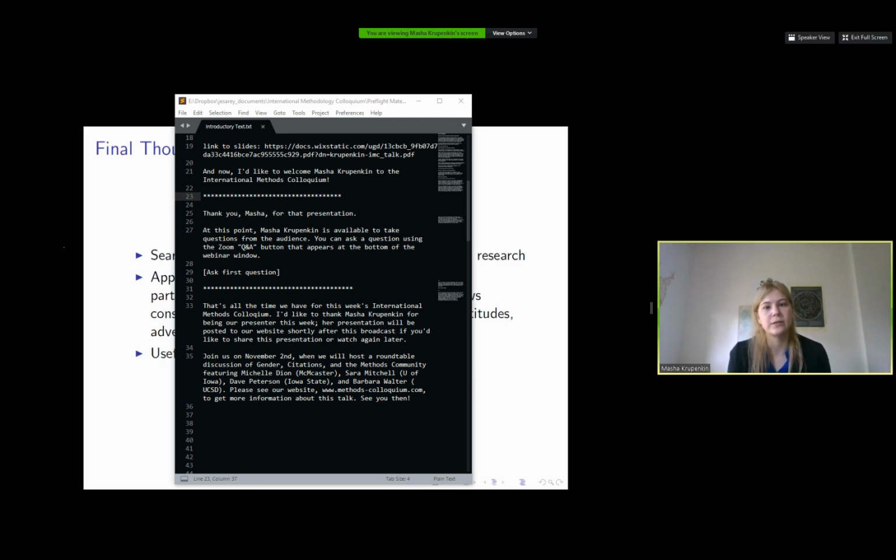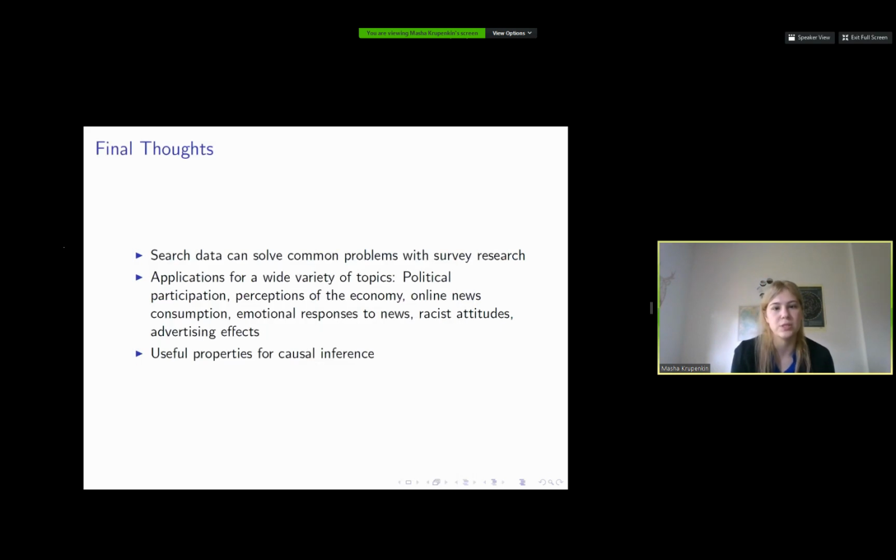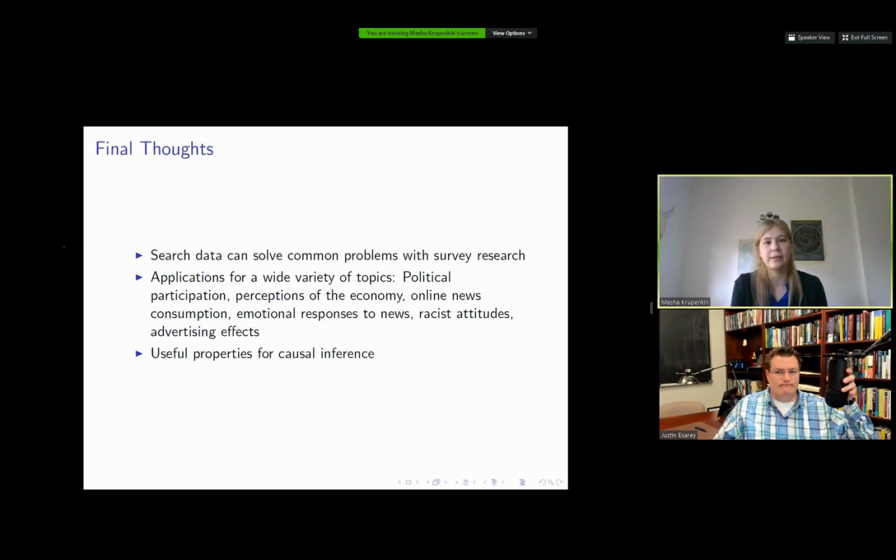And finally, search data does have these useful properties for causal inference as well, in addition to these other useful questions about surveys. All right, so that's actually it for me. I'd like to open it up to Q&A.